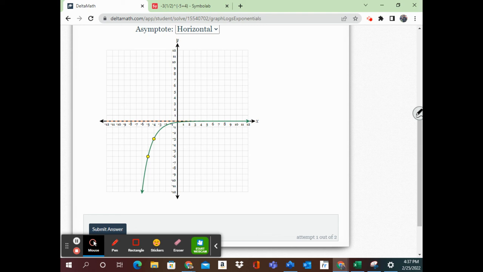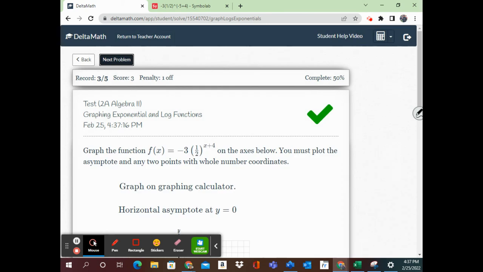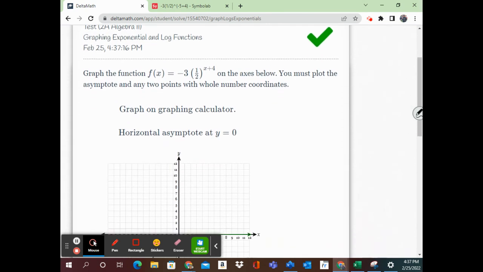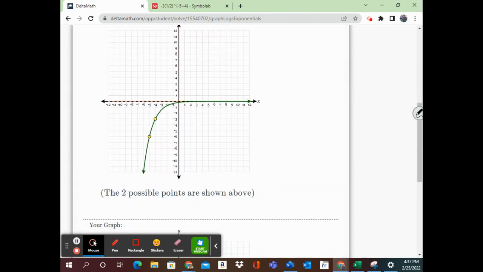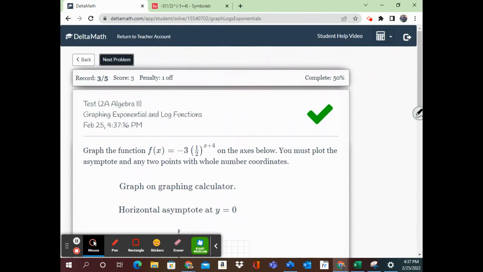And you can see how the graph is looking. It really looks like it touches that line and crosses it, but trust me, it's just getting closer and closer and closer. All right, let's submit our answer and see what they think. Correct! And so those are two totally different problems with two totally different types of answers.